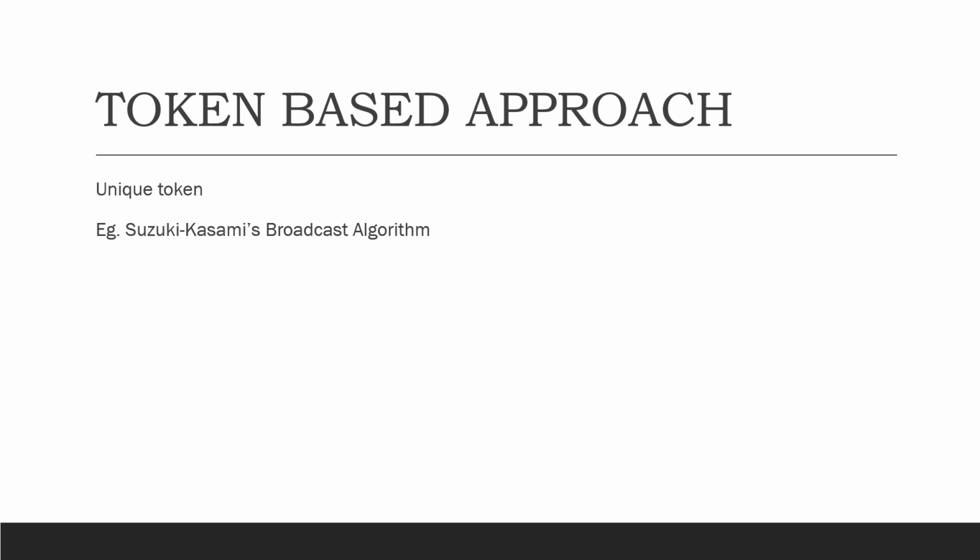Suppose the first time I'm requesting, the number will be 1. Second, 2, 3, something like that. The numbers will be used in ascending order, and we can schedule or allot the site to enter into the critical section. Since whoever has the token can enter into the critical section, we are automatically ensuring mutual exclusion. The best example is the Suzuki-Kasami broadcast algorithm. That algorithm uses this token-based approach.